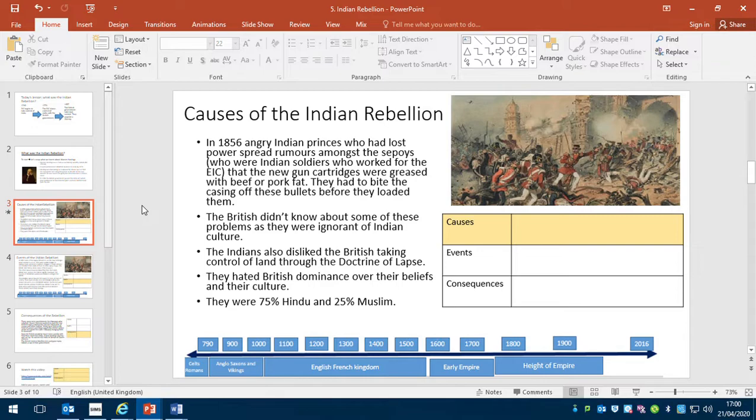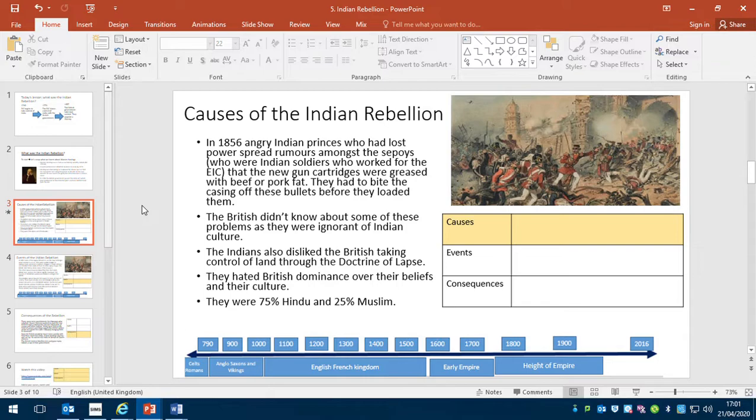Imagine if you're Muslim, you think pigs are dirty. You're not going to want to put that into your mouth. Imagine you're Hindu, you think cows are sacred. You're not going to want to put that into your mouth either. So what happens is those Indian sepoys refuse to use the new cartridges. Now, the British see that as a completely intolerant way to behave and as a rebellion.